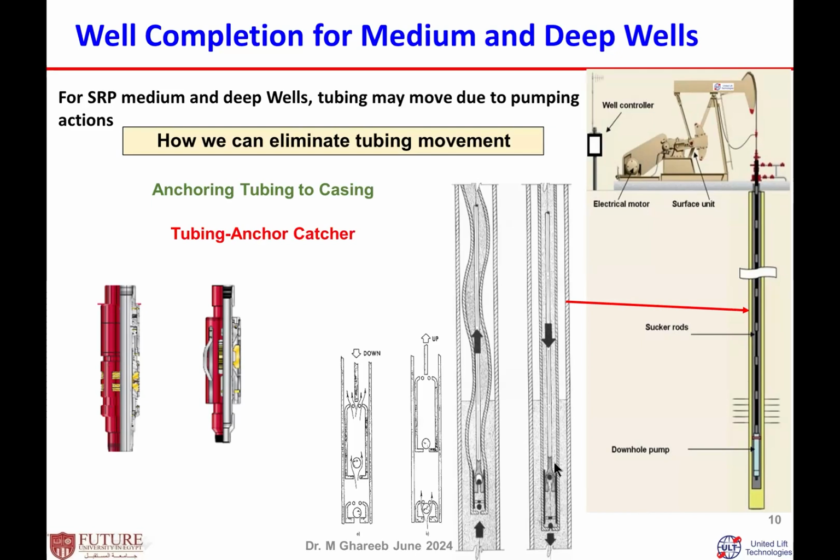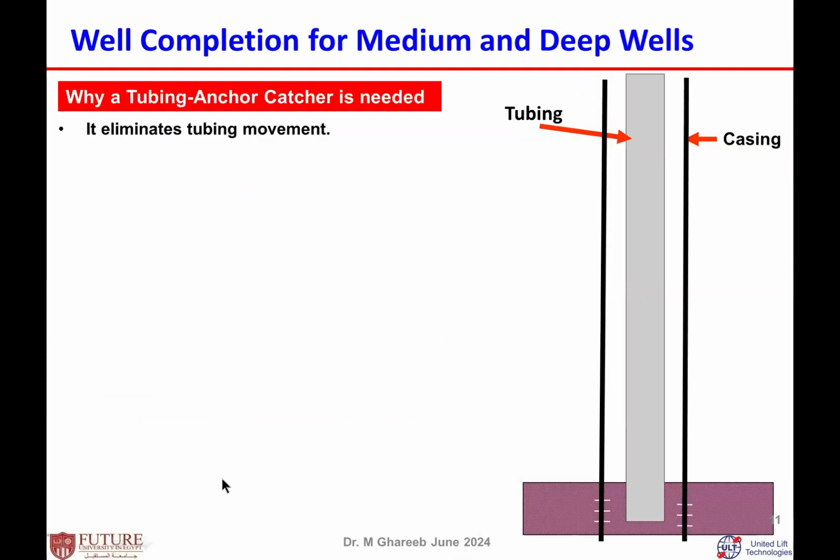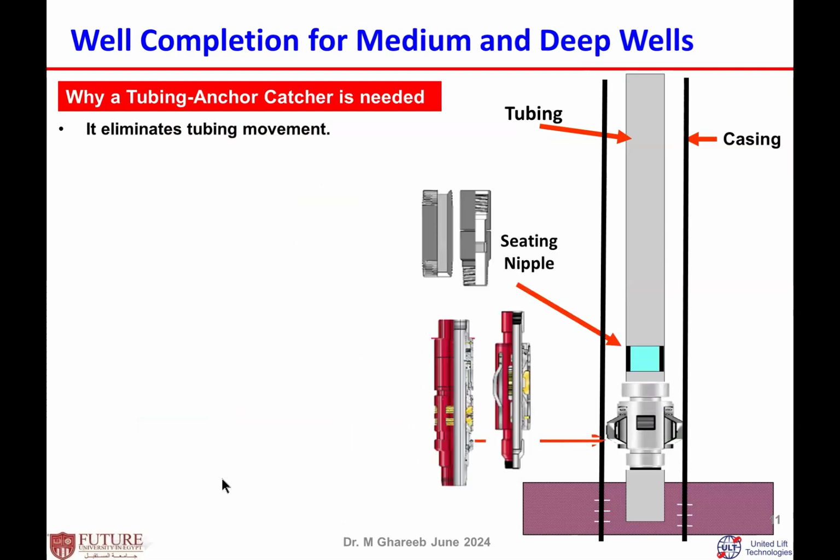And this prevents the tubing movement. This is the main function of the tubing anchor catcher. In order to eliminate the tubing movement, we need to run a tubing anchor catcher. Remember, this is a simple completion we described before. In this completion, as a difference from the shallow well completion, you have two pieces of equipment running on the completion. The setting nipple is the same, plus you run the tubing anchor catcher.